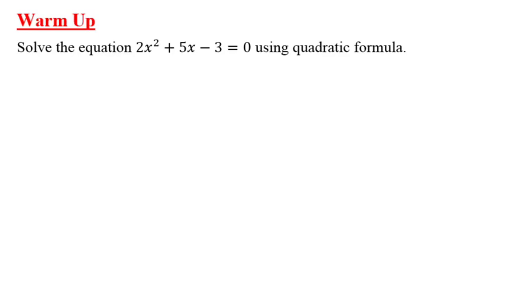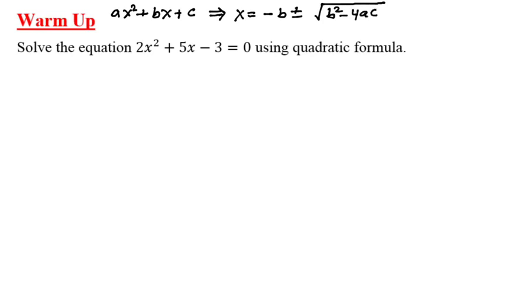In this example, we are asked to solve the quadratic equation using the quadratic formula. So for any quadratic equation, ax squared plus bx plus c, the quadratic formula is x equal to negative b plus or minus the square root of b squared minus 4ac, all divided by 2a.